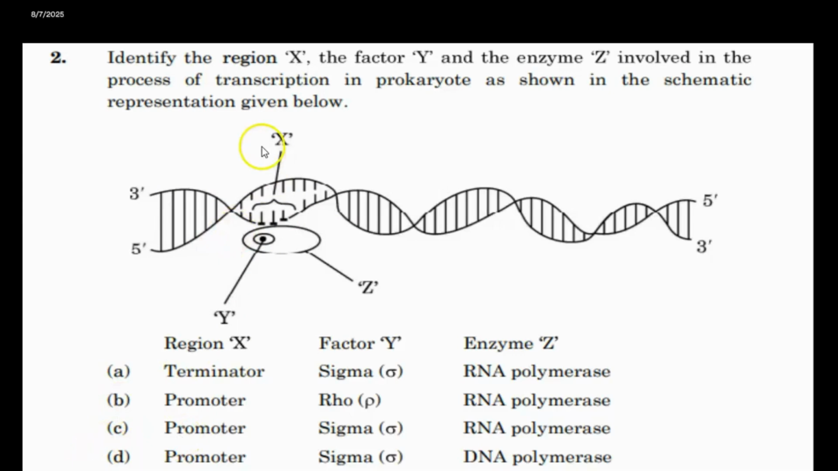X will be the promoter, Y will be the sigma factor which is inside the RNA polymerase. RNA polymerase is the enzyme which is needed for transcription to happen. Inside it there is a factor called sigma factor. So that definitely the answer will go as C.